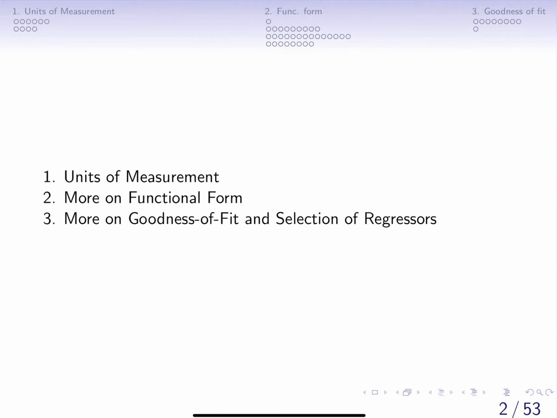Second, we will look at functional forms. In particular, we will look at what happens when we take logs or incorporate quadratic terms or interaction terms, and when do those make sense. And finally, we'll close this chapter after talking about goodness of fit measures and how do we select which regressors to keep in our regression.